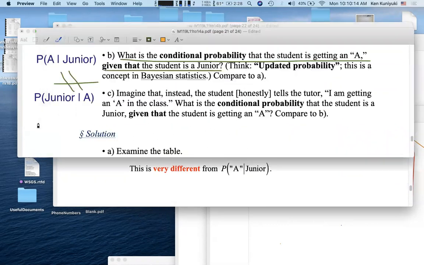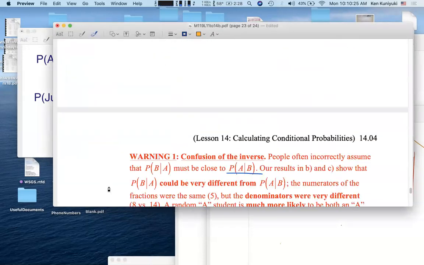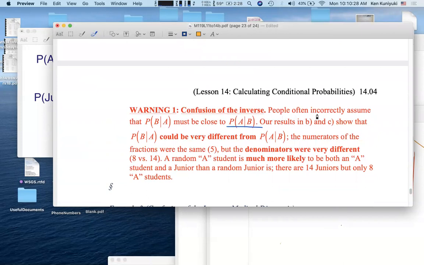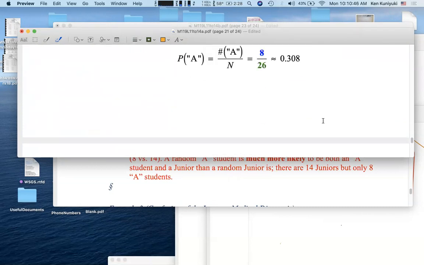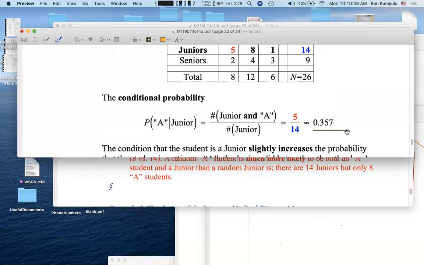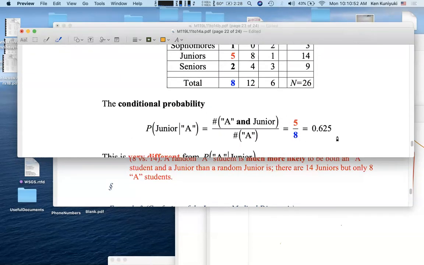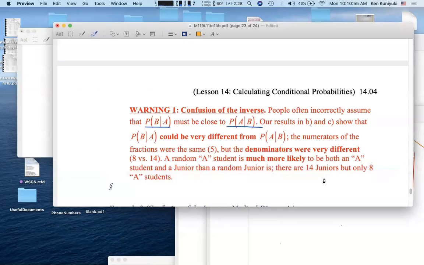Now, notice again that these two probabilities, these two conditionals, are very different from each other. People often mistakenly believe that these have to be equal to each other, and that's referred to as the confusion of the inverse. People often incorrectly assume that the probability of B given A must be equal to, or even close to, the probability of A given B. But as we've seen in the previous example, they don't have to be equal, or even close. They could be pretty far apart. Here, the probability of A given junior was about 36%, whereas the probability of junior given A was about 63%. These were very different probabilities.